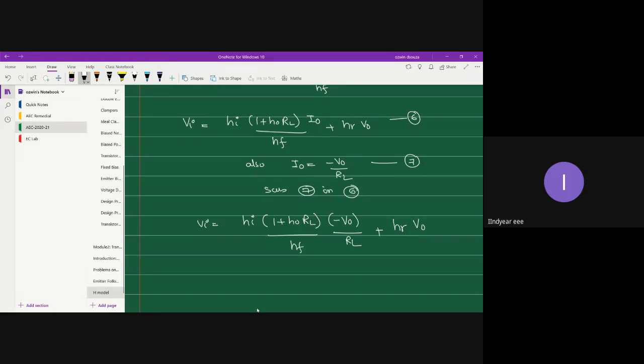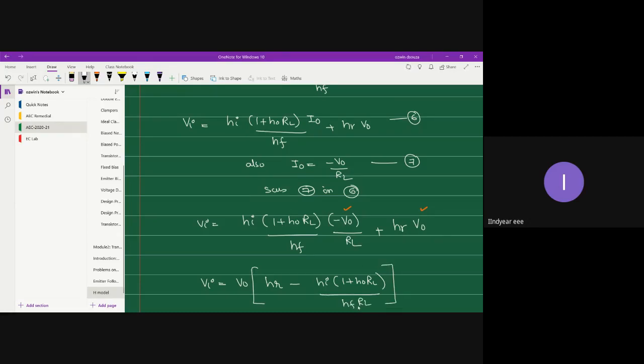Now what you can do is take V naught outside the bracket, because this is common and this is common. So when you take V naught outside the bracket, you get Vi is equal to V naught times, taking this in front, HR, and there is a negative sign, so this becomes negative Hi into 1 plus HO into RL, divided by HF into RL.